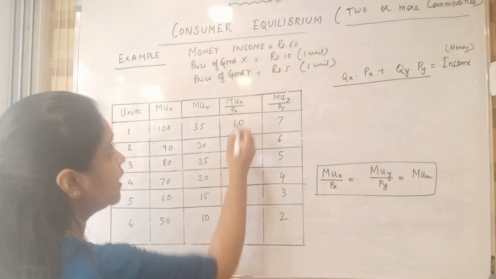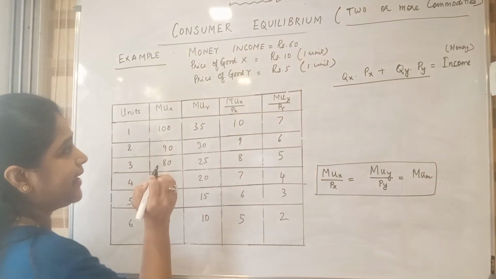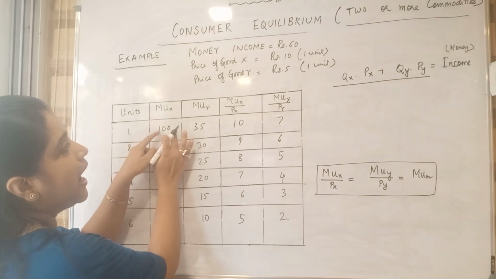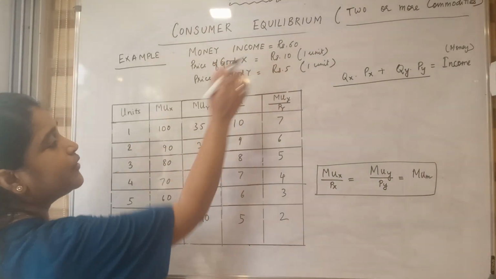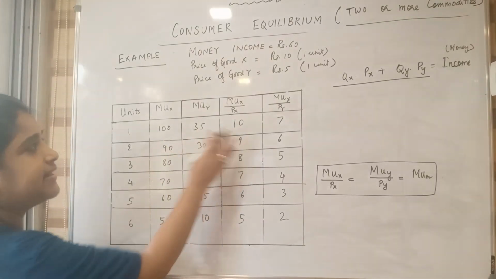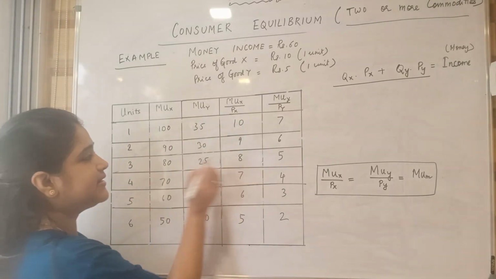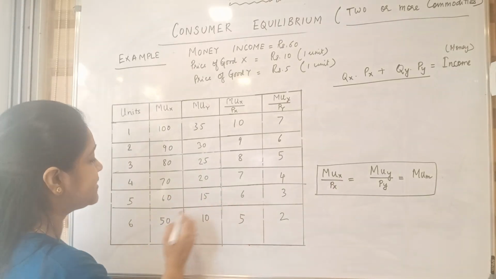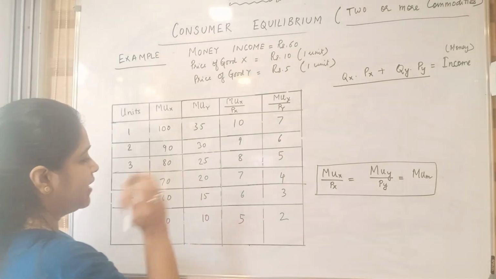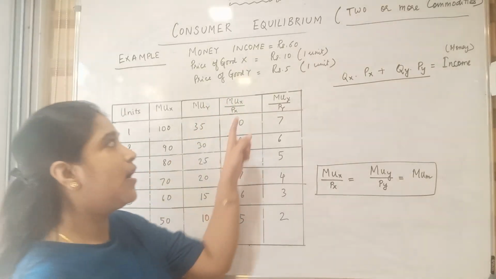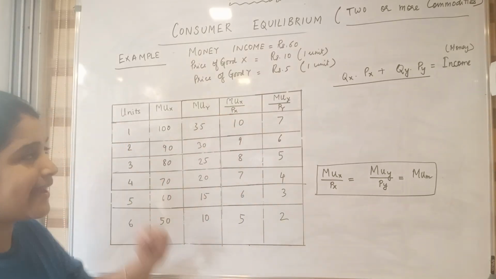So let us see MUX upon PX. Here we have the figures of MUX, that is 100. 100 by the price of good X, which is 10, is 10. 90 by 10 is 9. 80 by 10 is 8. Then 70 by 10 is 7. 60 by 10 is 6. 50 by 10 is 5. So we have attained marginal utility of good X upon PX.